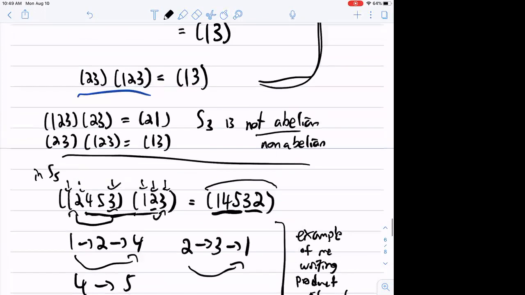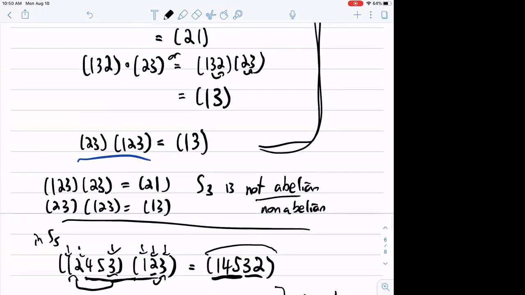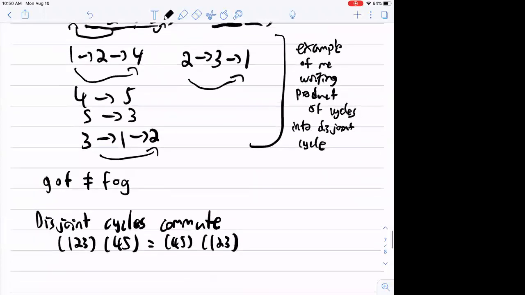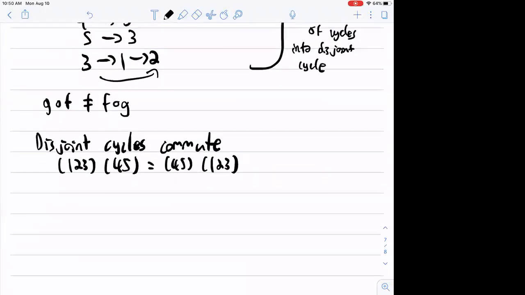So you see for the example I showed where they don't commute, these 2 were not disjoint, right? Both of them have a 2 in it and both of them have a 3 in it. So if you want to show Sn is not abelian, you should choose non-disjoint cycles. Yeah, because disjoint cycles will commute. Everyone clear? So let me just go. I'm out of time. Okay.